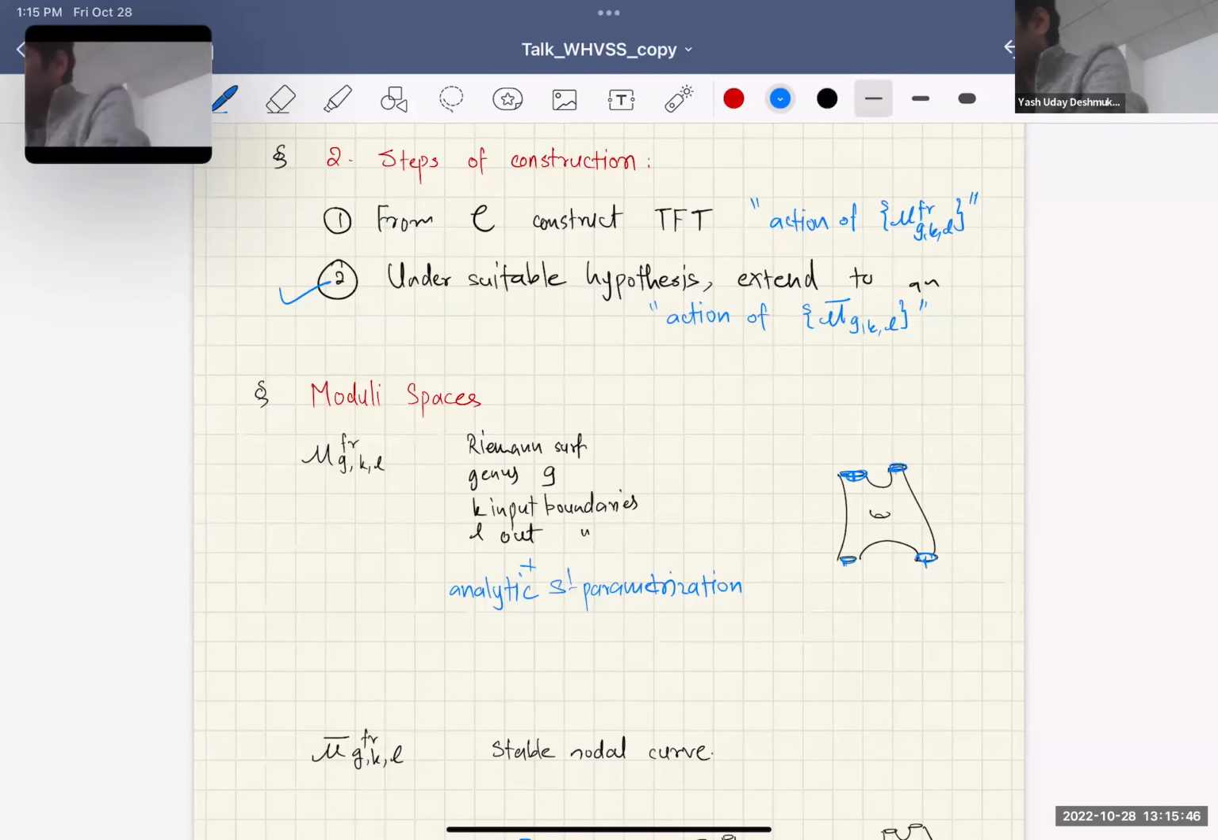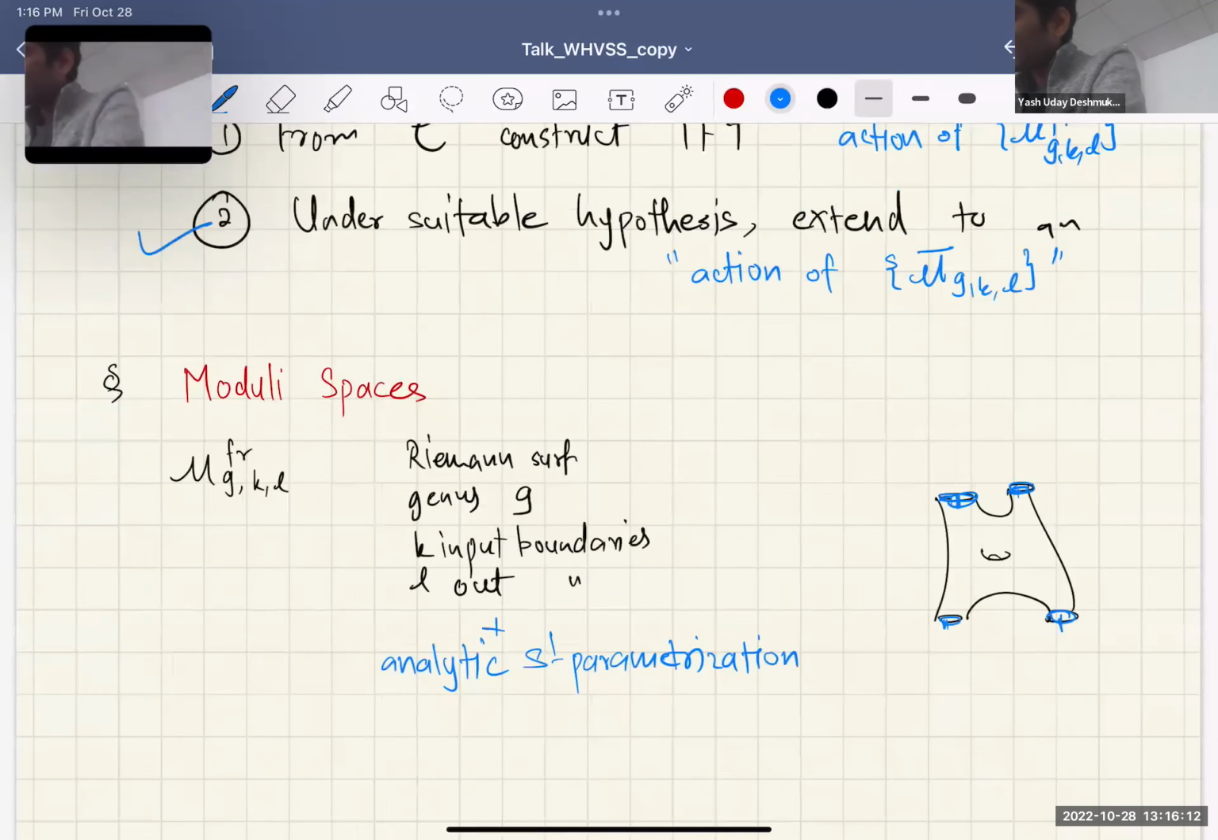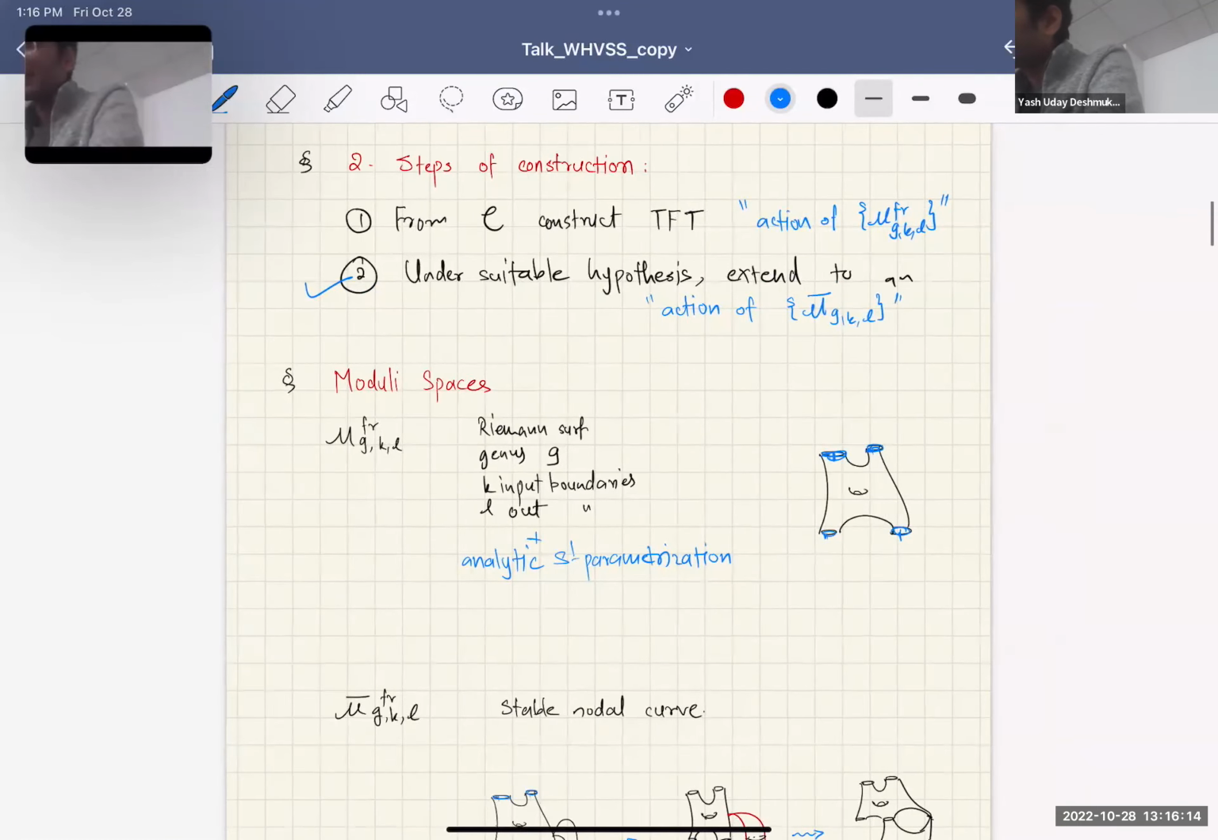The price we pay for carrying this analytic parameterization is that the moduli space now becomes infinite dimensional, because the space of parameterizations is not finite dimensional. But what I claim is that it in fact has a finite dimensional homotopy type. And homotopy type is the only thing we are going to care about. So it's still okay to carry this parameterization.